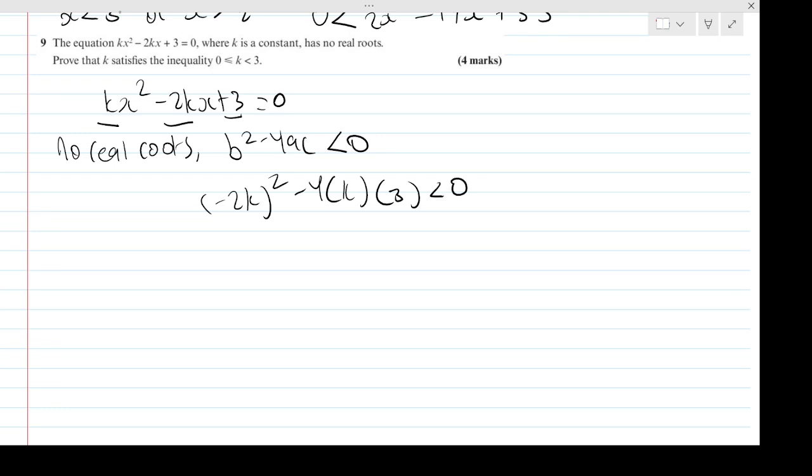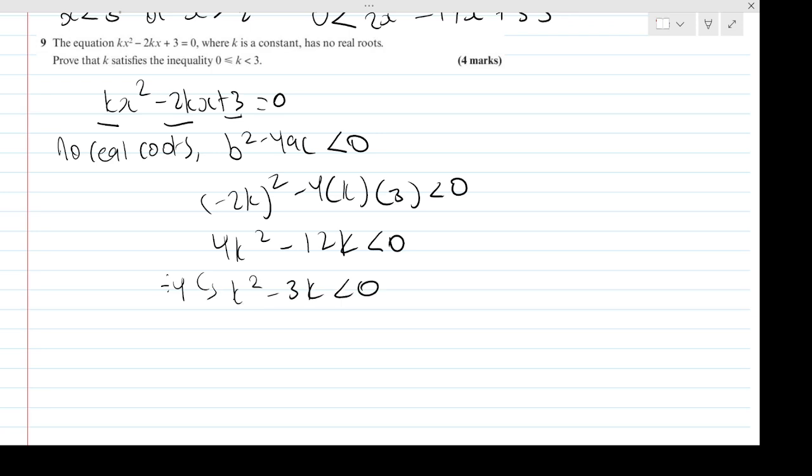Cool. Then we just square this, get 4k squared minus 4 times k times 3. 4 times 3 is 12, so that would be minus 12k, less than 0. We can divide by 4 to make it easier for us. Don't have to, but then that'd be k squared minus 3k less than 0.